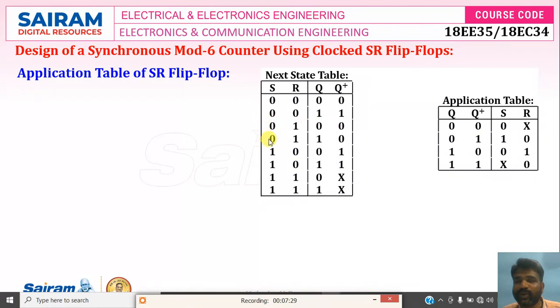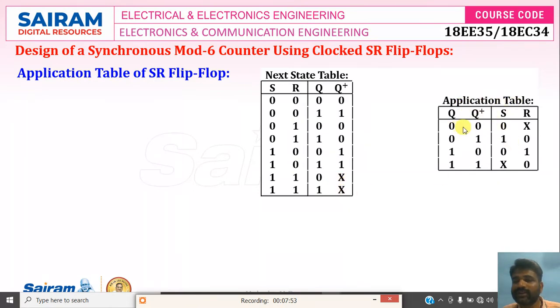Again in the next two combination R is 1, so it enters into reset state. In the next two combination S is 1, so it enters into set state. See, the next two combination SR is 1 1. SR is 1 1 means unpredictable, I mean forbidden state. So that we consider as a don't care.